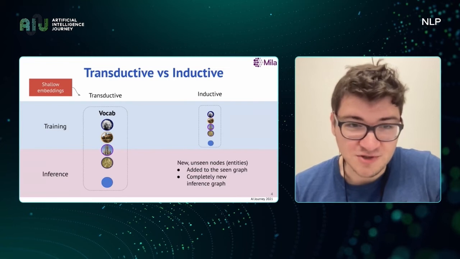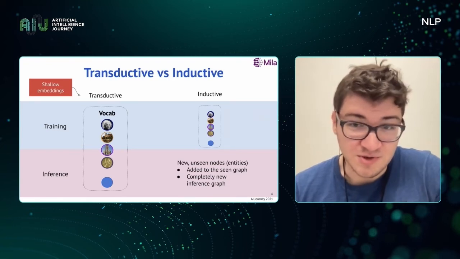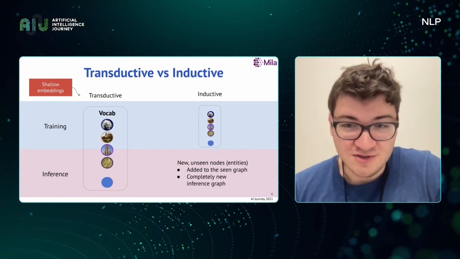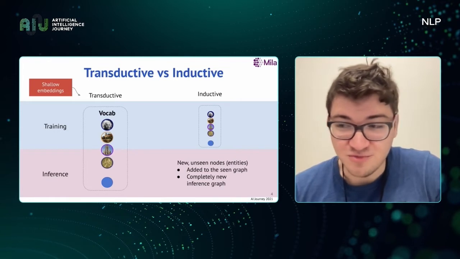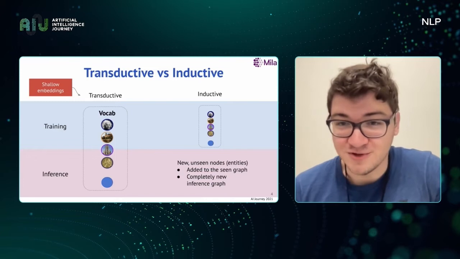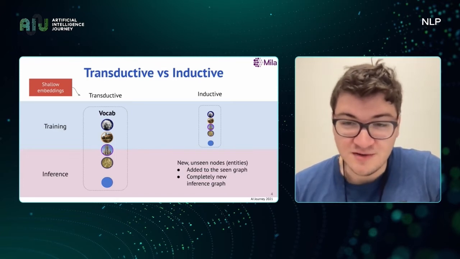And so the inductive setup cannot use shallow embeddings because this approach cannot be used. We don't have any basis, any foundation for this in the nodes. We either need more powerful encoders, more powerful approaches, to use them for inductive tasks.